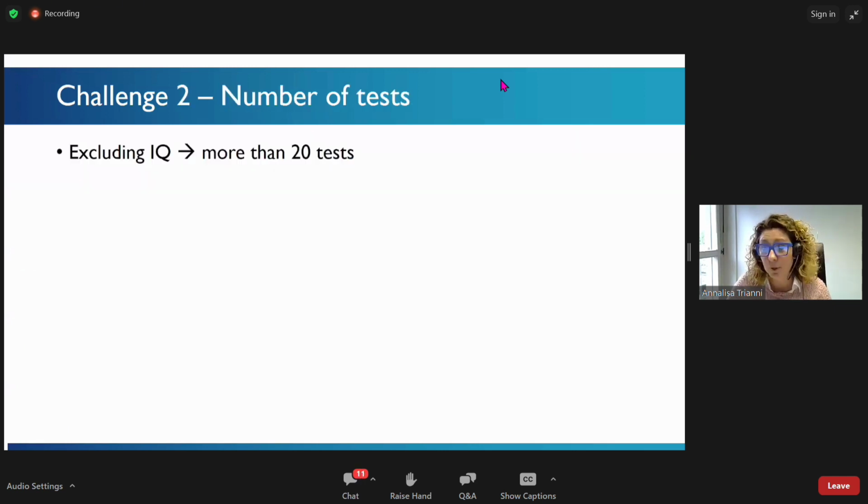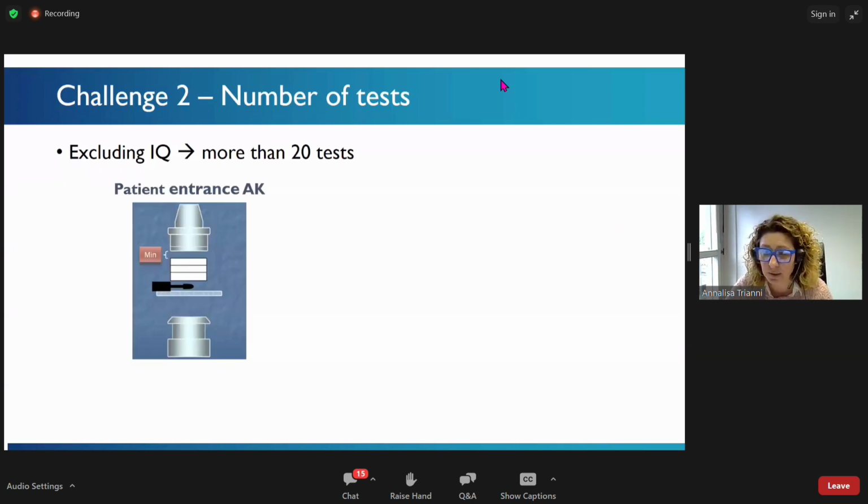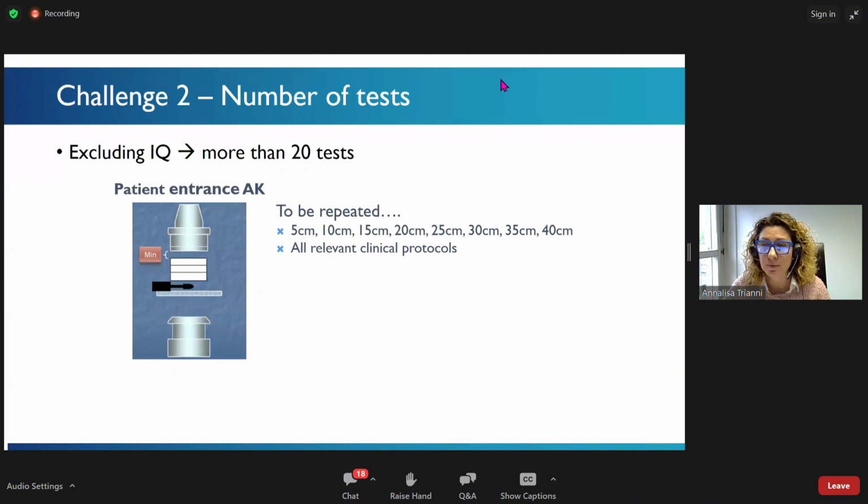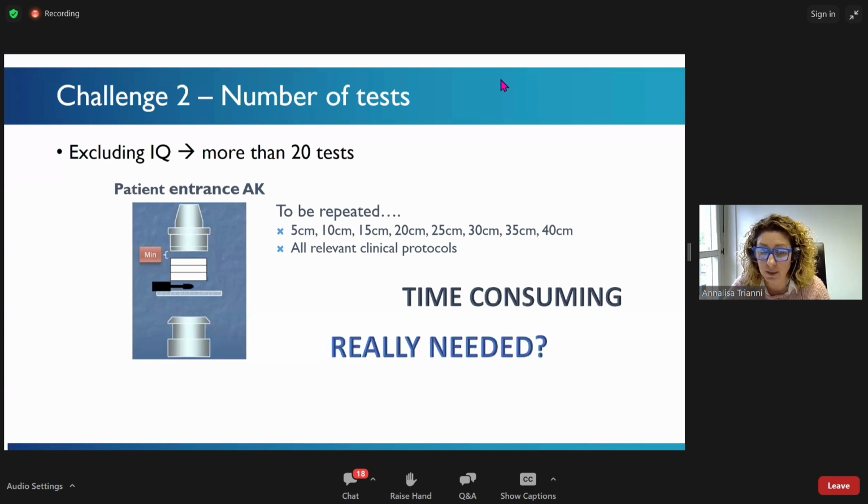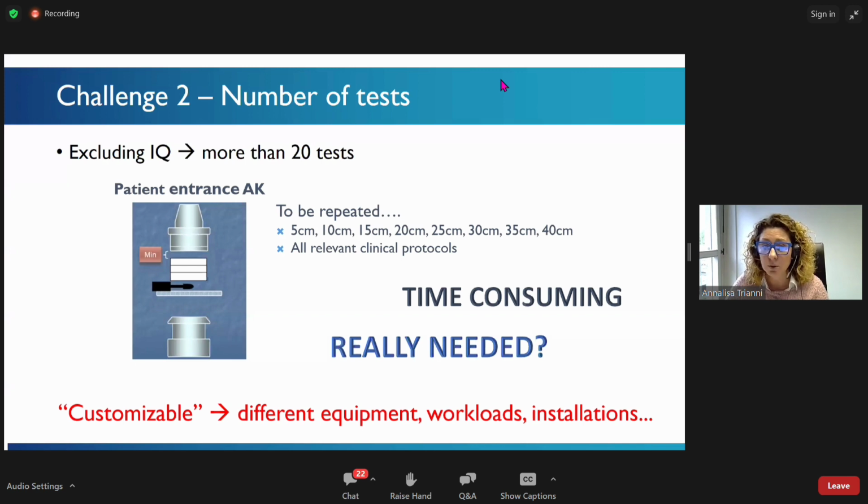Another challenge was the number of tests, excluding image quality, which has its own place on the protocol. There are more than 20 tests. If you just think about one test, which is the patient entrance air kerma, it has to be repeated for many thicknesses, for all the relevant clinical application protocols, which is super time consuming, and we're not sure that it's really needed. So the idea of this protocol is that it has to be customizable. So it has to be adaptable to different equipment, different installations, and different workloads.